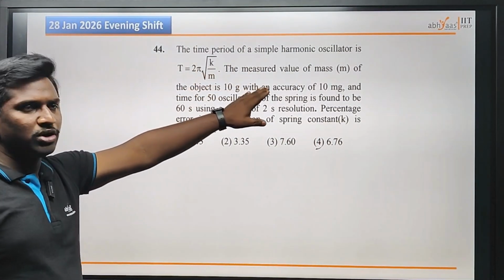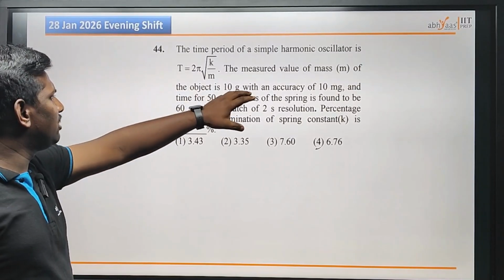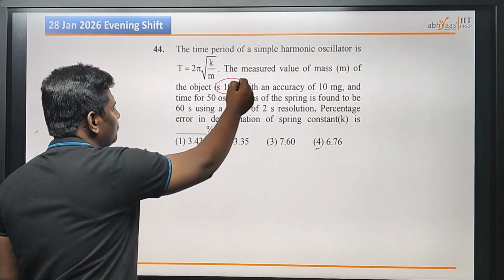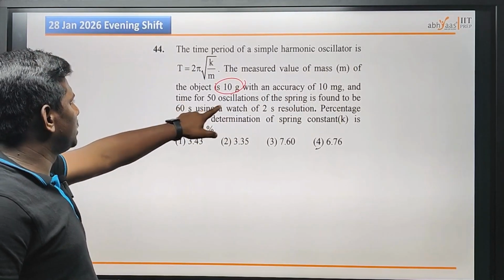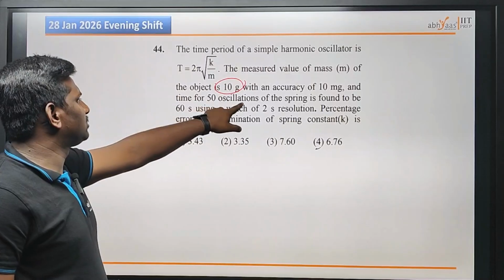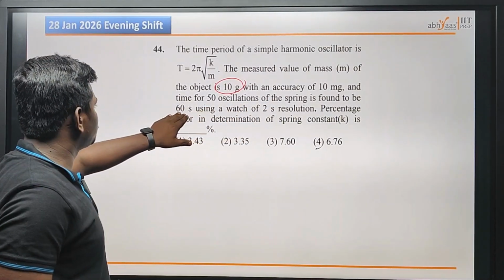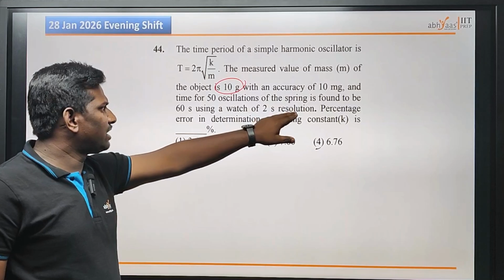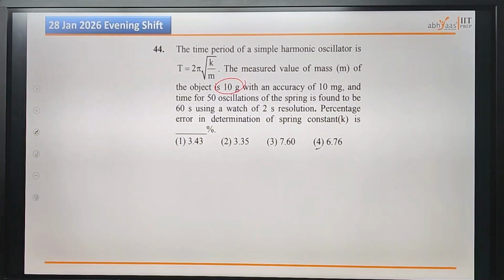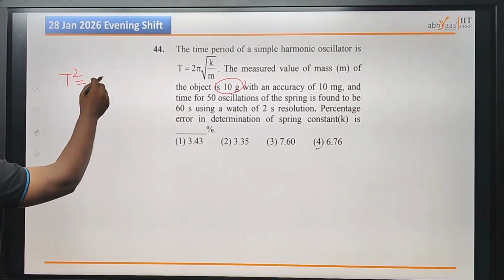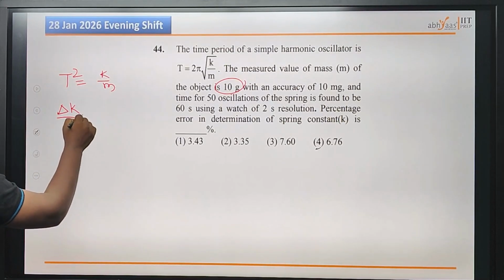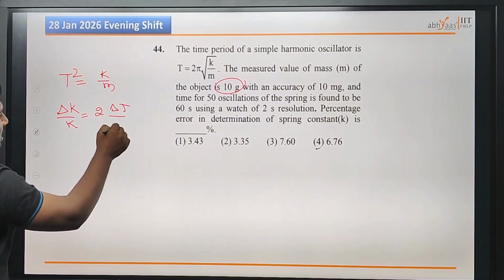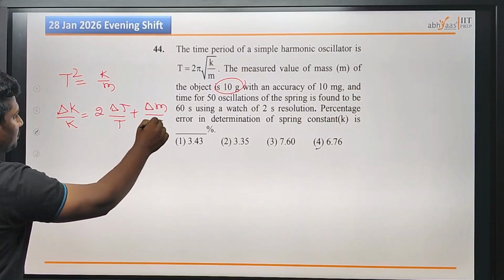The time period of a simple harmonic oscillator. To measure the value of mass, the object is 10 gram with the accuracy of 10 mg. Time for 50 oscillations of the spring is found to be 60 seconds using a watch of 2-second resolution. The percentage error in determination of the spring constant. See here, T square equal to K by M. So delta K by K equal to 2 delta T by T plus delta M by M.